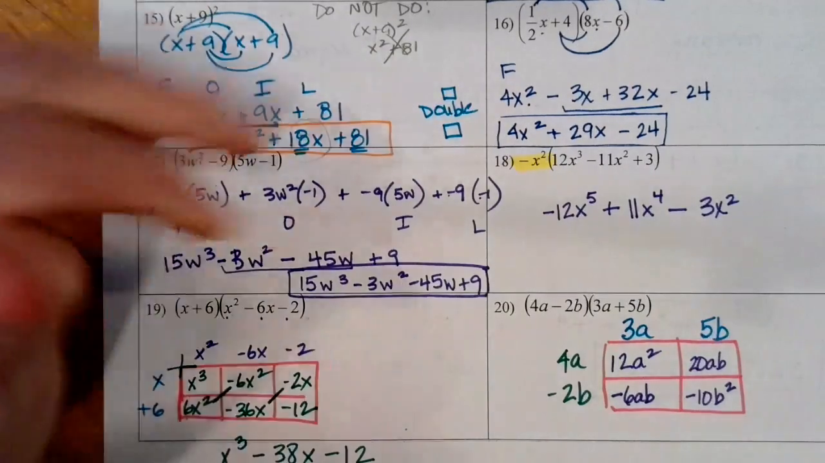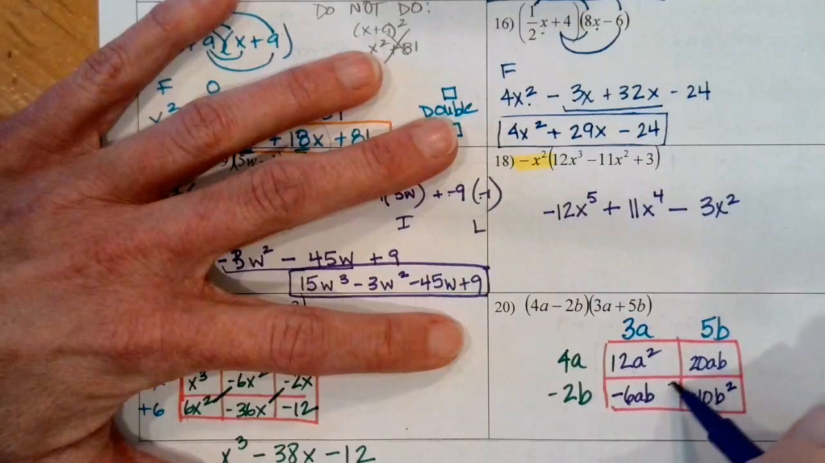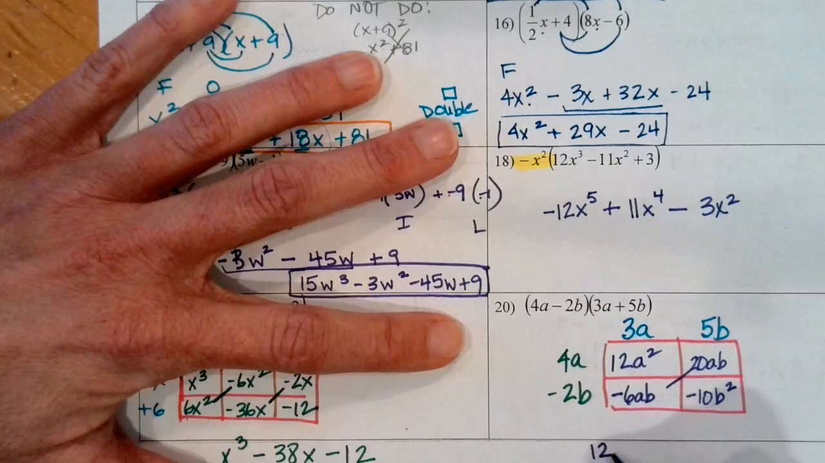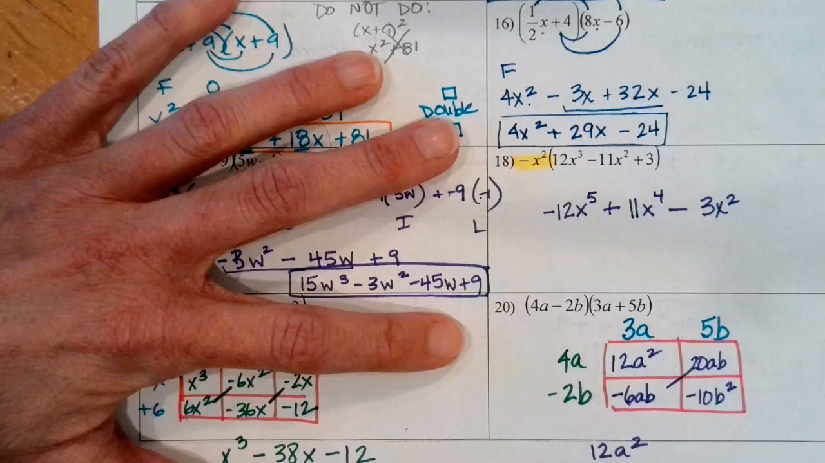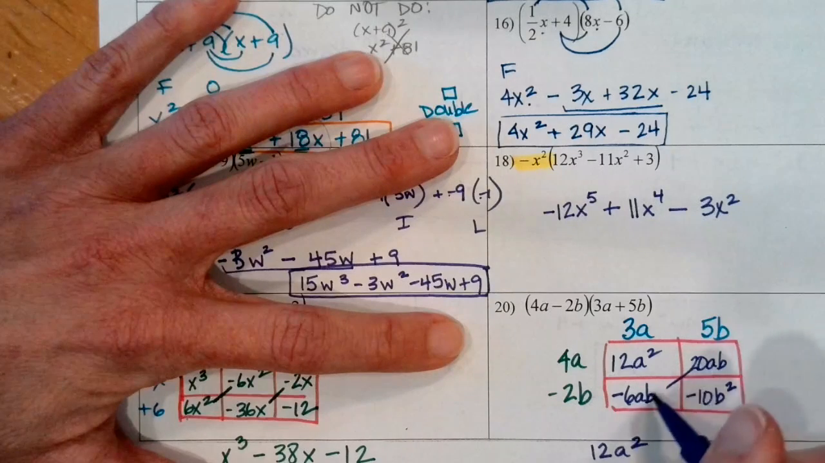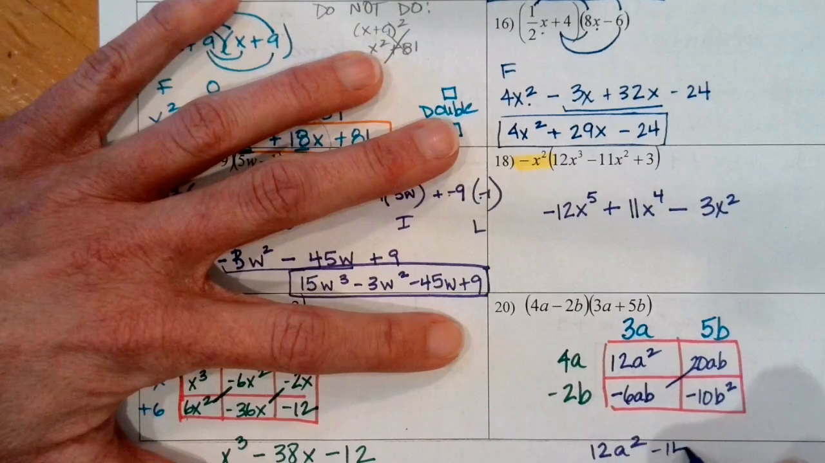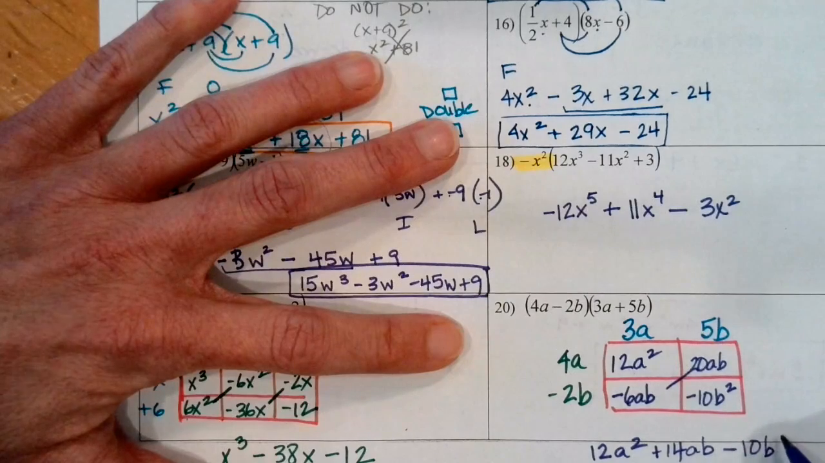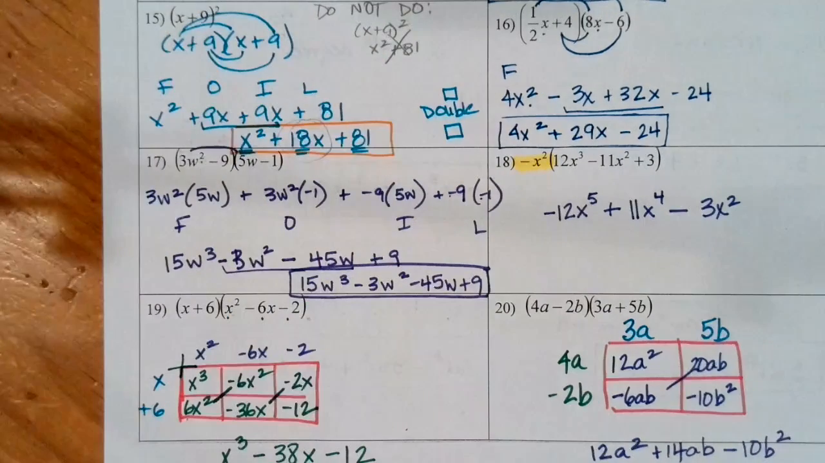So now when I go to write my like terms together, these both have an a and a b to the first power. Those are like terms. I can combine them. Positive 20, negative 6 is positive 14. Ooh, positive 14. AB minus 10b squared. How did you do?